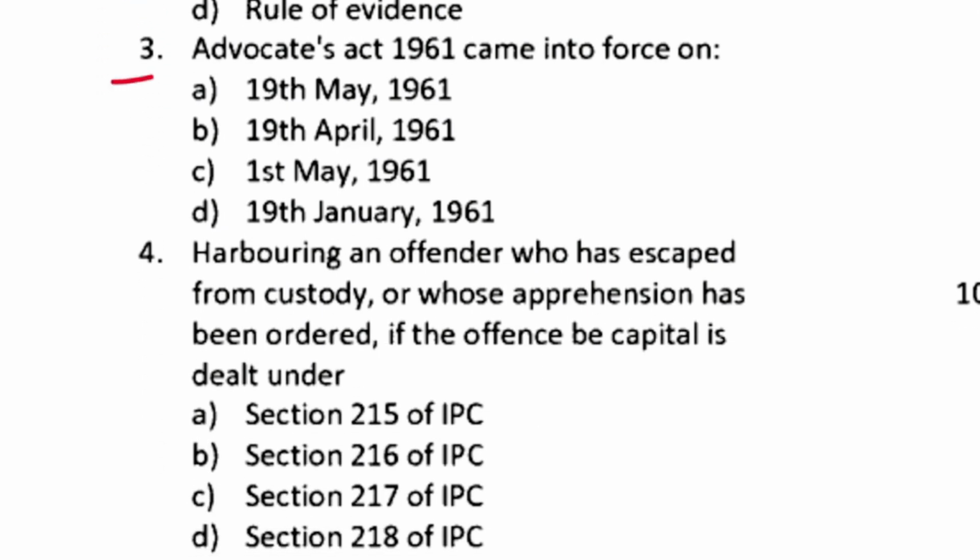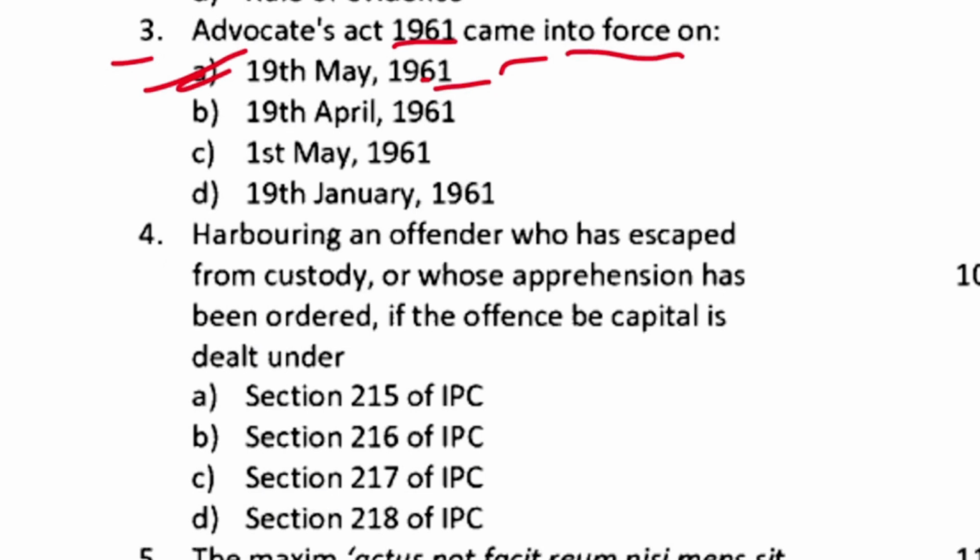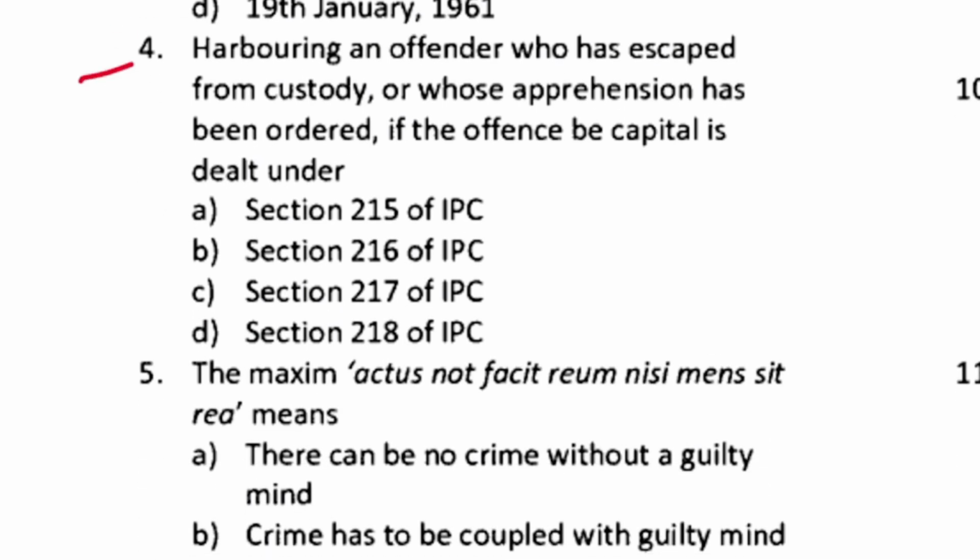Next is 3. Advocates Act 1961 came into force on 19th May 1961. A is the answer. Next is 4. Harboring an offender who has escaped from custody or whose apprehension has been ordered, if the offence be capital, is dealt with under Section 216 IPC. B is the answer.